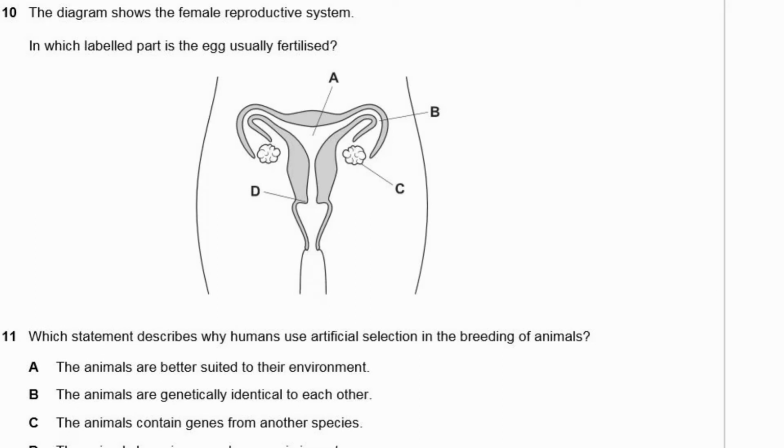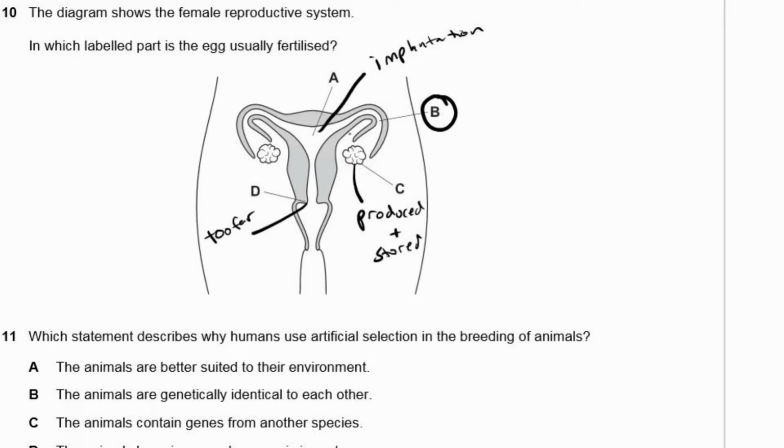Question 10. The diagram shows the female reproductive system. In which labeled part is the egg fertilized? All right, so first of all, we have the ovary here, and this is where the egg is produced and stored. If it's made it up to the cervix here, then it's gone too far and it cannot be fertilized. This section here is the uterus, and that is where implantation takes place. So it has to be fertilized before it gets to the uterus. That means the answer is B, in the oviduct.